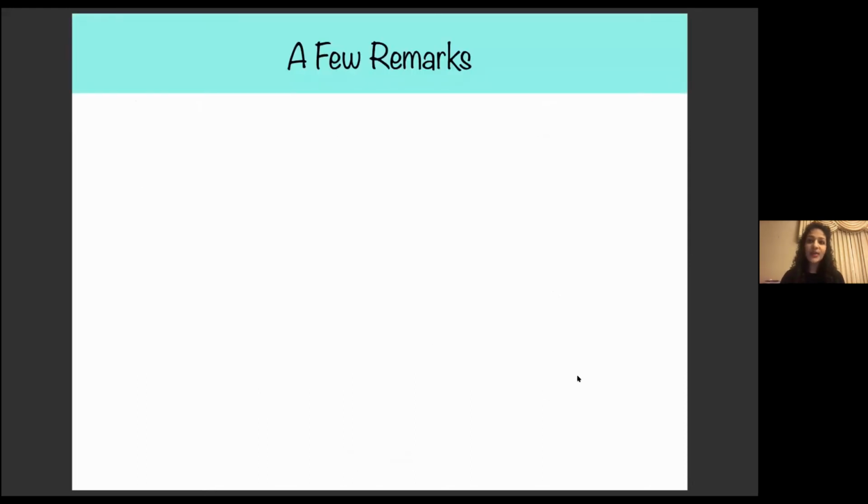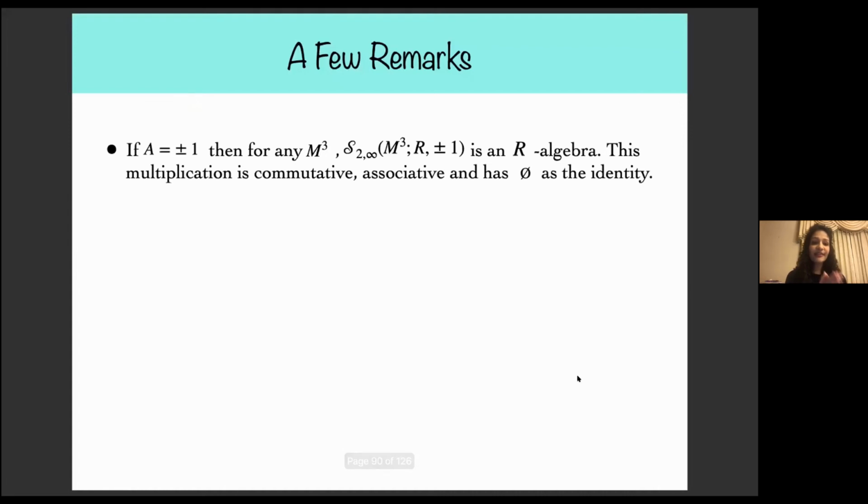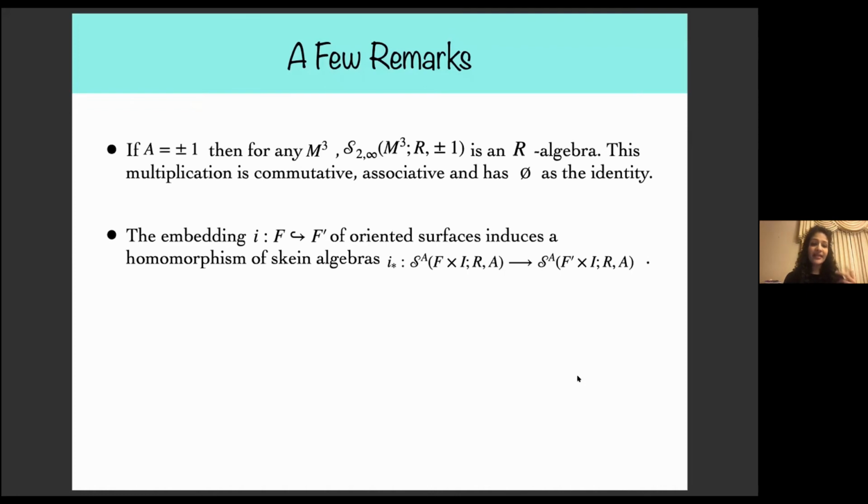Okay, so a few remarks. If the variable A is plus or minus 1, then for any 3-manifold, the Kauffman bracket skein module is always an R-algebra. And you can define the multiplication of the links to be simply the disjoint union. And this multiplication is always commutative, associative, and it has the empty link as the multiplicative identity. If you have an embedding of oriented surfaces, then this induces a homomorphism of the corresponding Kauffman bracket skein algebras.